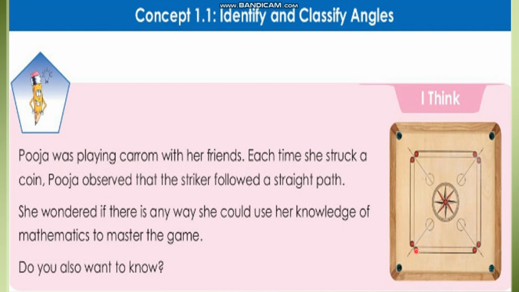Yes, isn't it? The angles, we put the striker here and we strike on the side to take the coin, isn't it? So like that we try to make some angles here to strike that coin. Okay, so in this chapter we will study more about these types of angles and straight lines. Okay, so let's check.